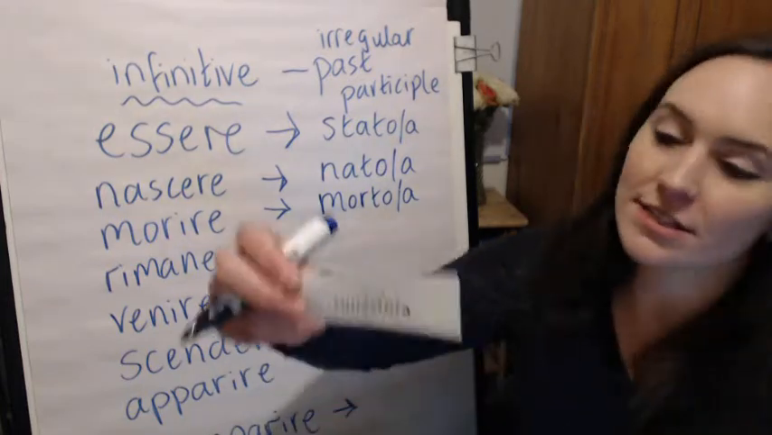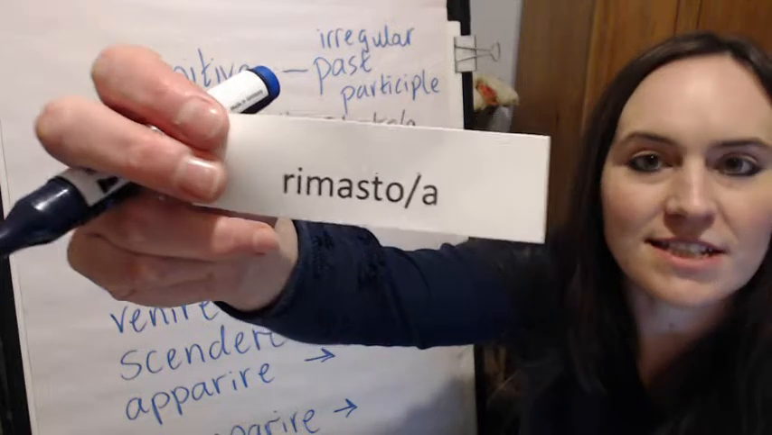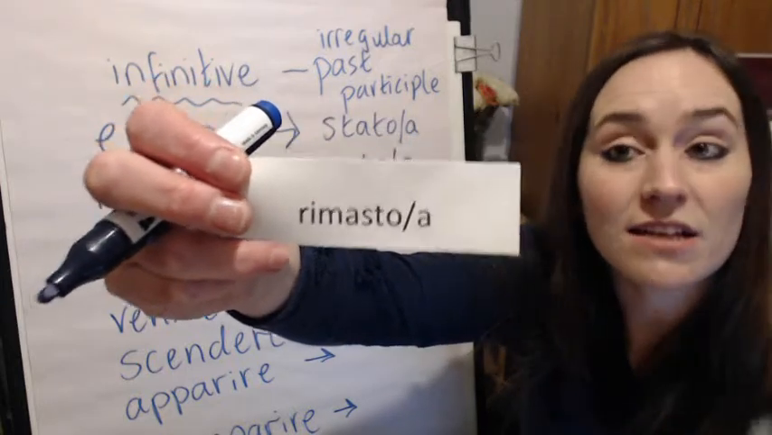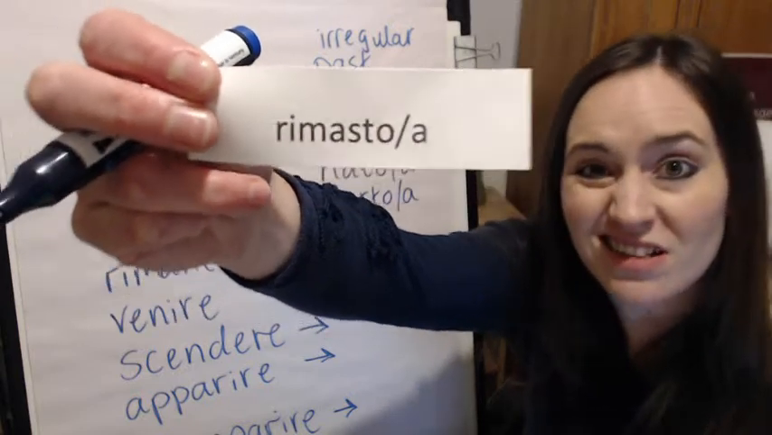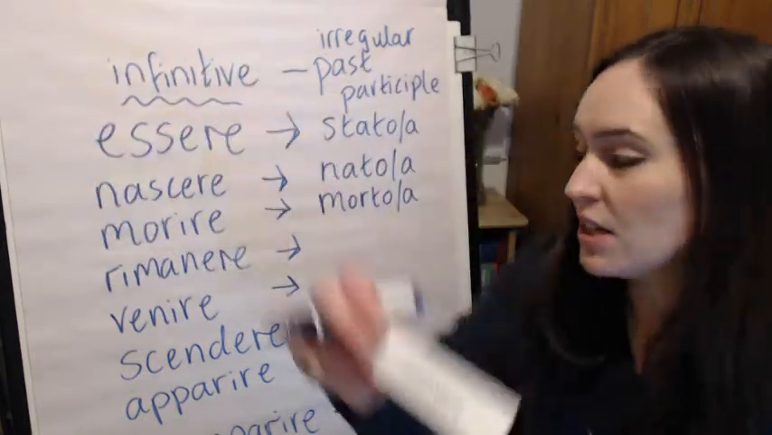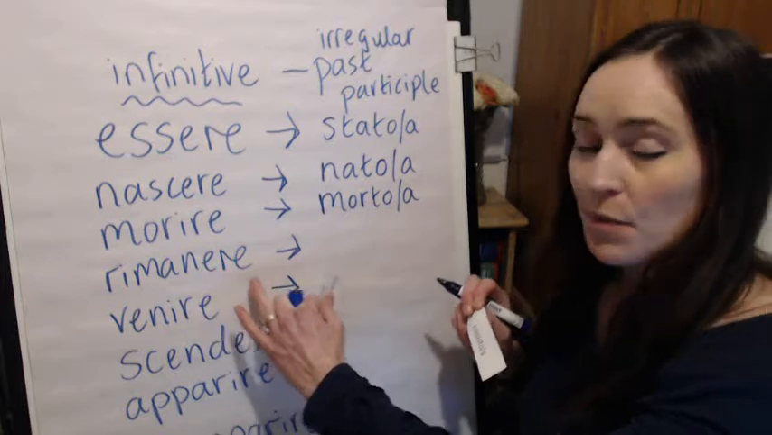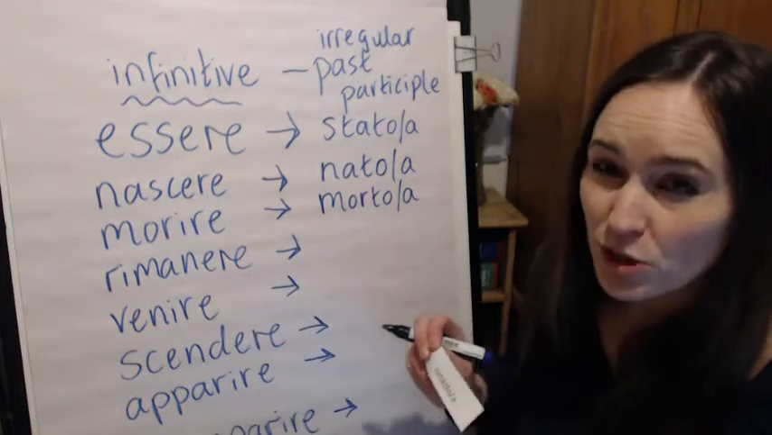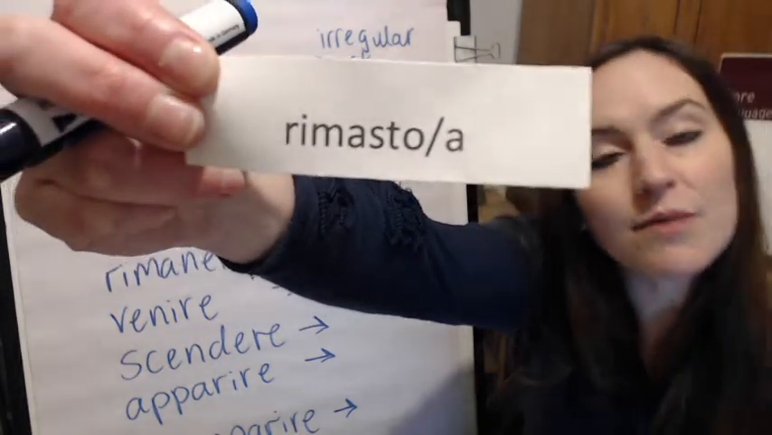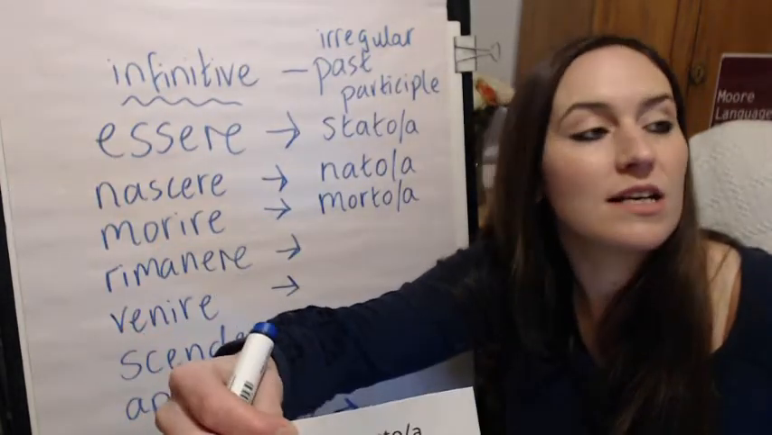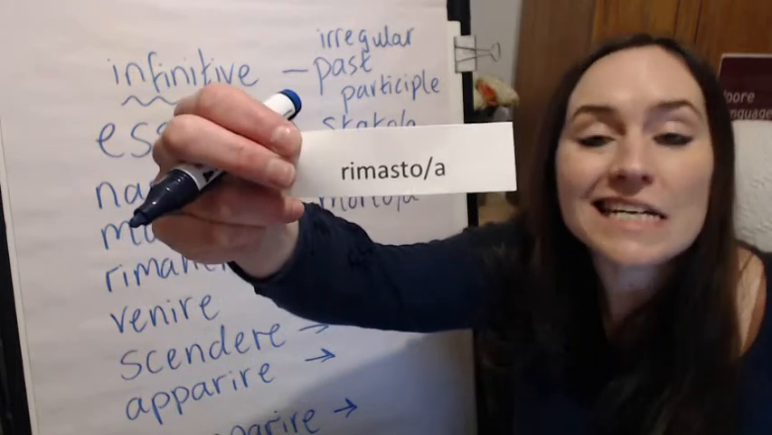Rimanere, okay, that's the whole verb. Rimanere means to stay or to remain, if you like, and this is the past participle: rimasto. That looks completely different, that ending. You might think it would be rimanuto, but that doesn't work, it doesn't exist. So you have to remember this one. Rimasto, rimasta. Io sono rimasta in un albergo. I stayed in a hotel.